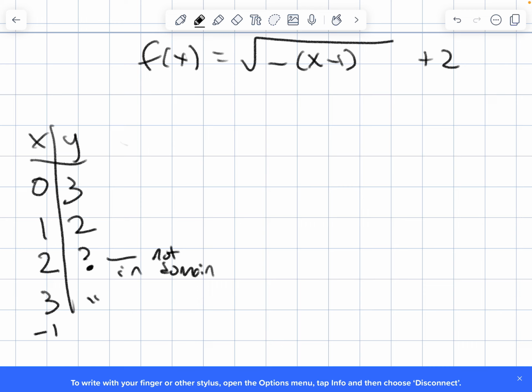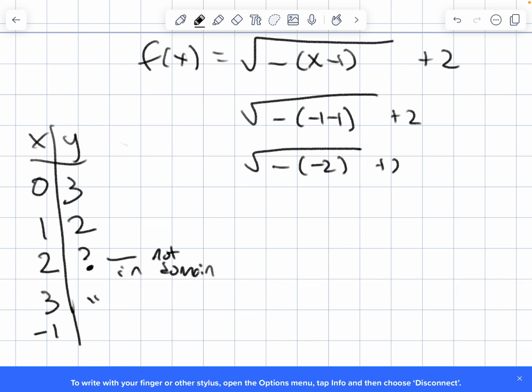Let's try -1. And let's just see what happens when we plug in -1. -1 minus 1, that's going to be -2. Negative -2 is 2. And we got the square root of 2 plus 2. So this is good, kind of. We know that it's in our domain, but it's going to be a value that's going to be hard to graph. I'm just going to plug this into a calculator, and we're going to get 3.414.